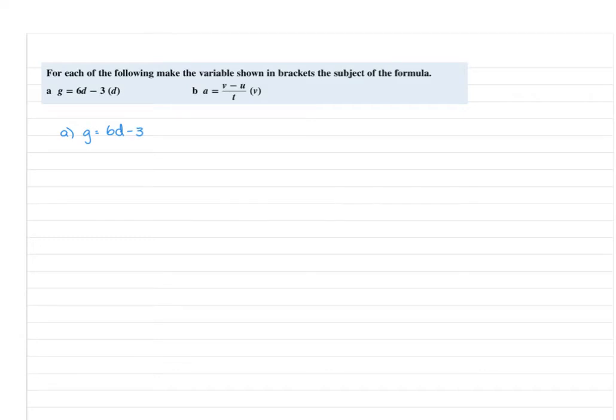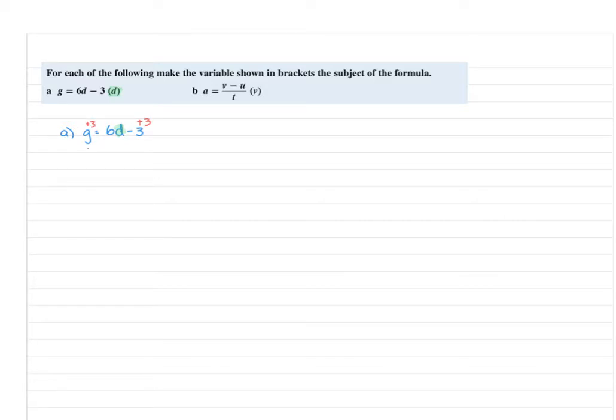For each of the following, make the variable shown in brackets the subject of the formula. So in A, I have to make D the subject of the formula. That means I need to solve for D. When I solve for D, I need to first of all look at my right-hand side of my expression, 6D minus 3, and let's add 3 on both sides.